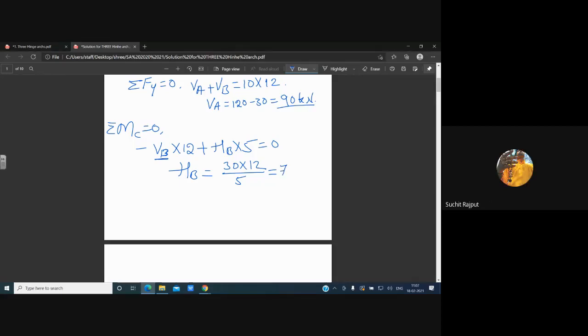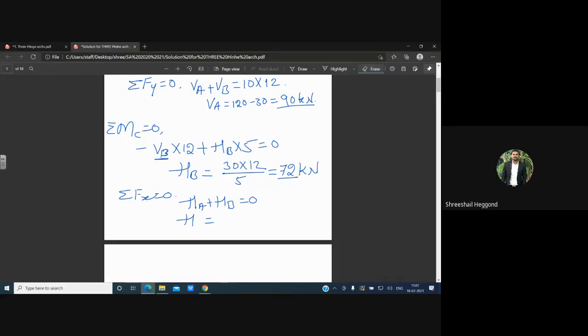Summation of Fx you can do. That is HA plus HB is equal to 0, because no other loading conditions are given in the arc. HB is calculated and HA will be. Your directions are opposite, therefore you need to write HA minus HB.